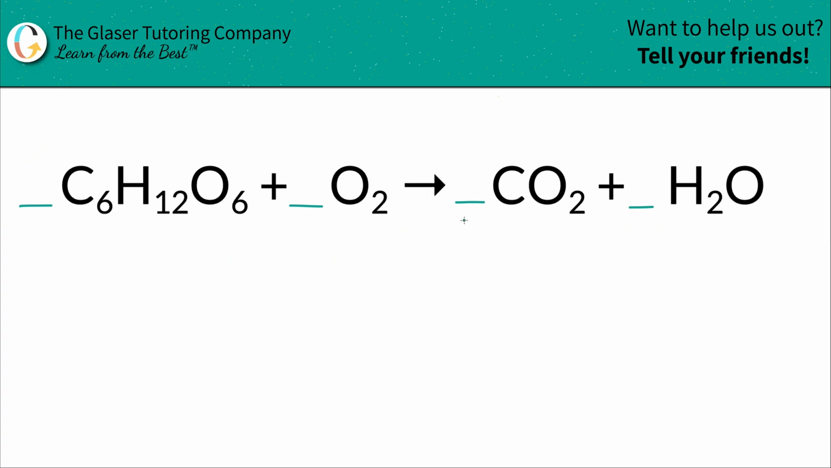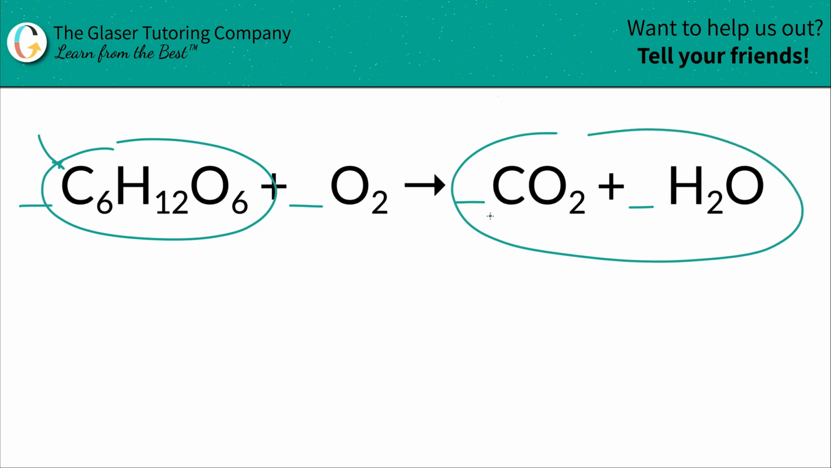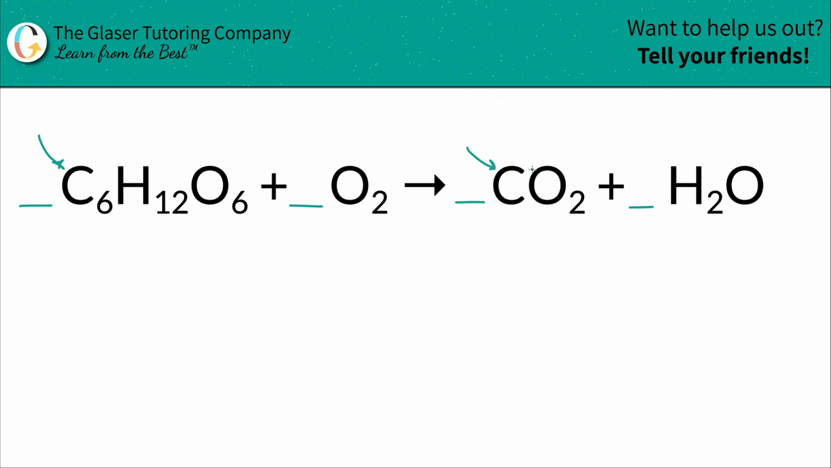What I'm going to do is start with the first element I see, which is carbon. I want to make sure it's only in one compound on the left, and I want to check to make sure it's only in one compound on the right, which it is. It's only part of that carbon dioxide. And that's what I want to balance. I like balancing that: one compound on the left, one compound on the right. So we have 6 carbons on the left. We only have 1 carbon on the right.